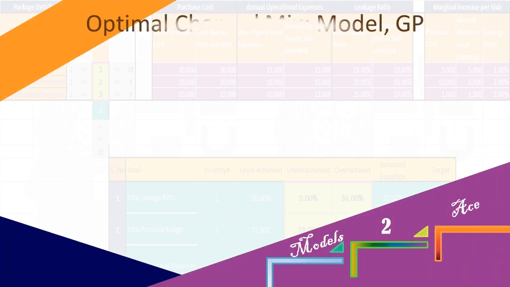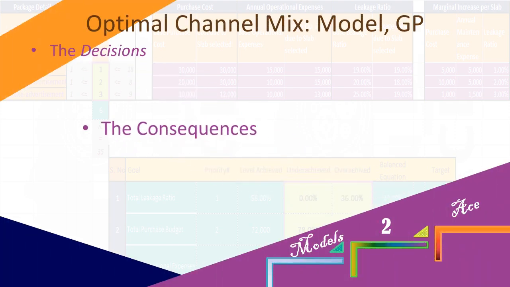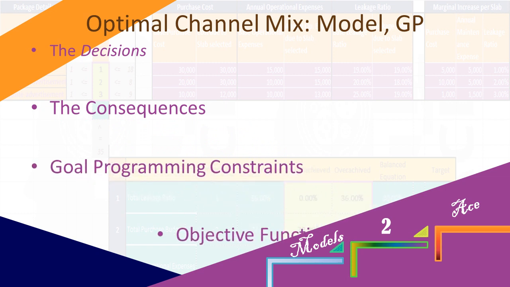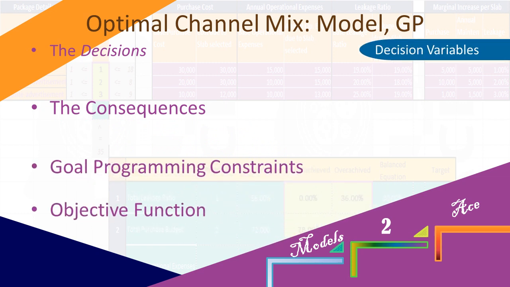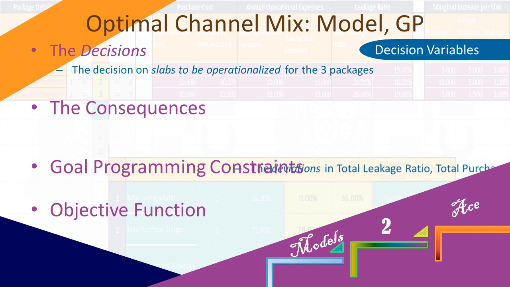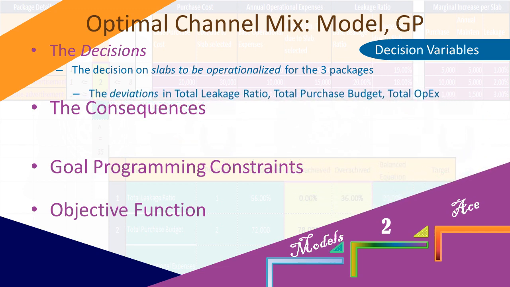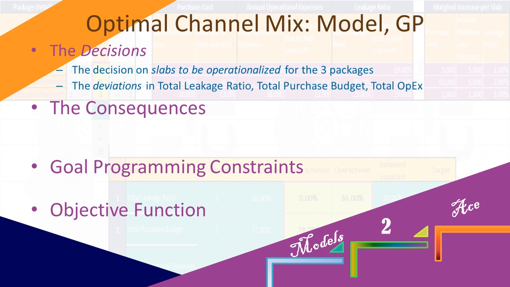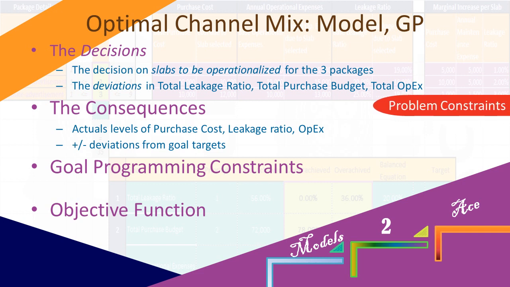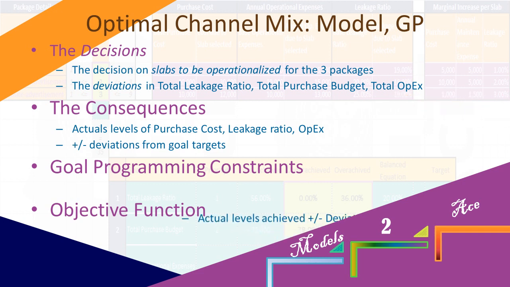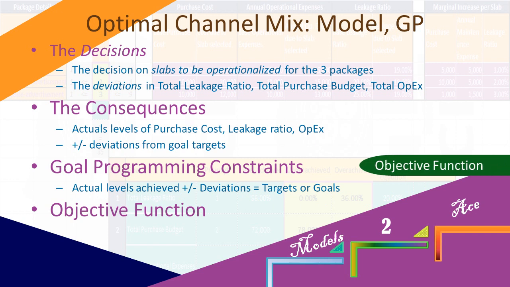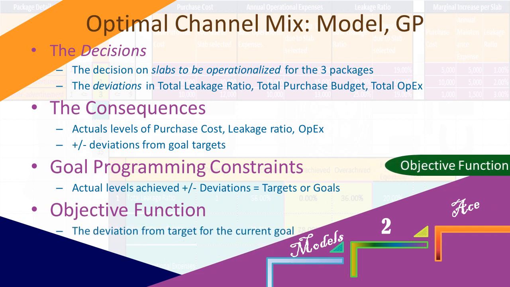Summarizing the optimal channel mix produced by the model, the 2 sets of decision variables, contained in the cells shaded in green, were the decision on slabs to be operationalized for the 3 packages, and the deviations in total leakage ratio, total purchase budget, total OPEX. The consequences of the decisions on the slabs were the actual levels of purchase cost, leakage ratio, and OPEX. Consequent to these were the positive or negative deviations from the goal targets, also in cells shaded in green. For each iteration, the objective function minimized the deviation from target for the current goal.